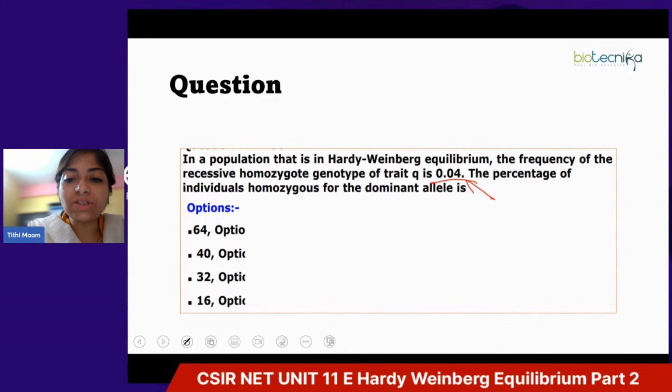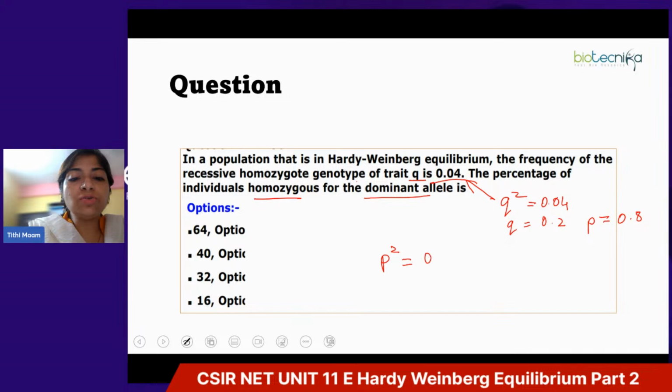Even though it is written just like this, you should not just go by that. Read the sentence carefully. Good job, everyone. So the frequency of recessive homozygous genotype for trait Q is 0.04, so q square is 0.04. That means q will be equal to 0.2. If q is 0.2, p becomes 0.8. The percentage of individuals homozygous for the dominant allele means p square. So p square will be 0.8 square, which is 0.64. But you are asked to answer in percentage, so this will be 64%.